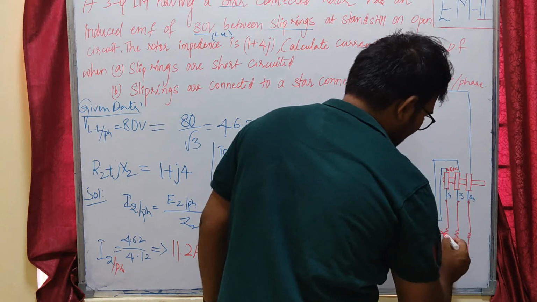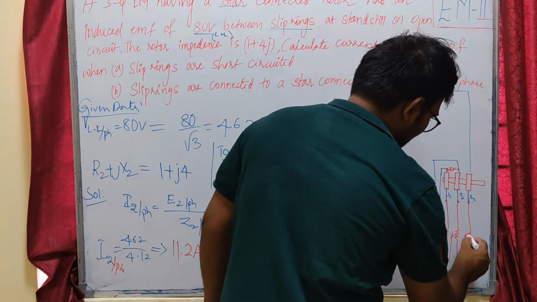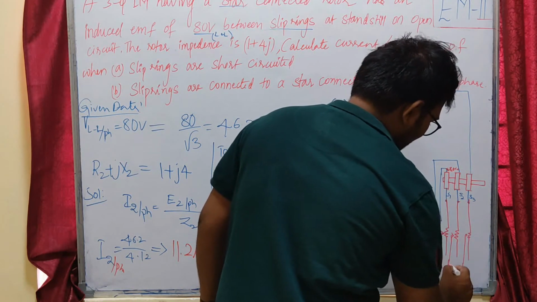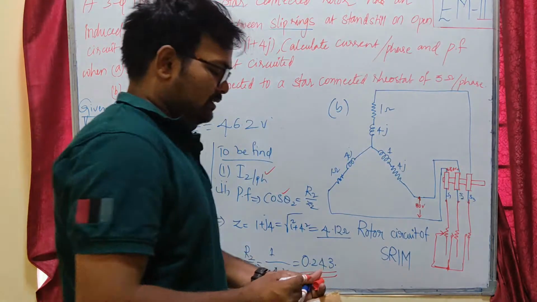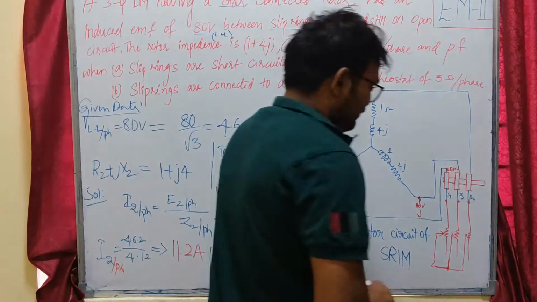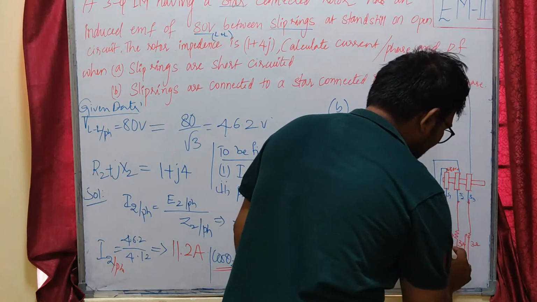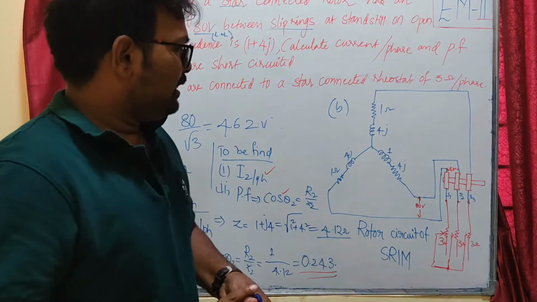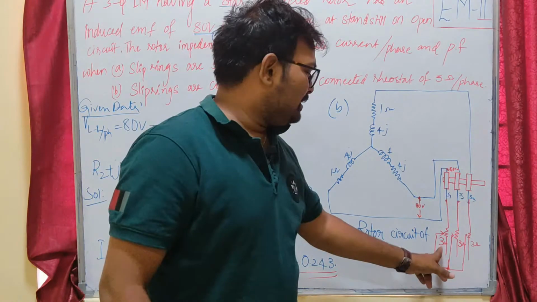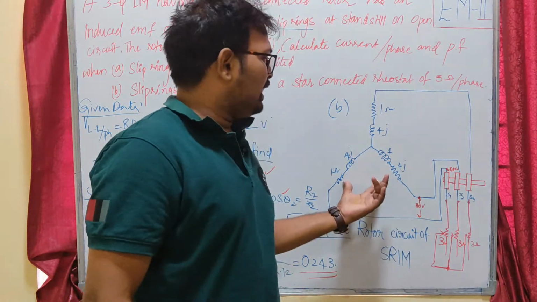This is my rheostat. If I short circuit all the 3 terminals, this will be short circuited. This is my star connected rheostat, and each phase has 3 ohm resistance, 3 ohm per phase. That means our external resistance is adding 3 ohm per phase of resistance to our rotor circuit.